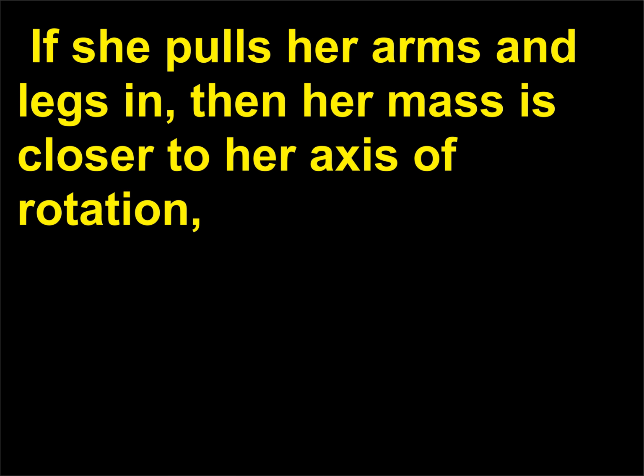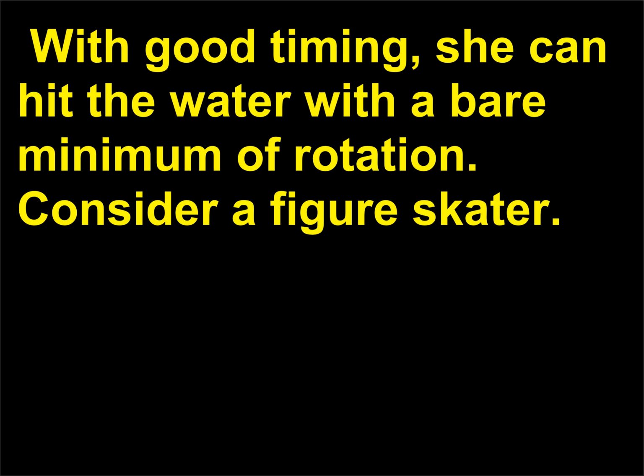If she pulls her arms and legs in, then her mass is closer to her axis of rotation, and her speed of rotation increases. To slow this rotation, she can extend her arms and legs. With good timing, she can hit the water with a bare minimum of rotation.